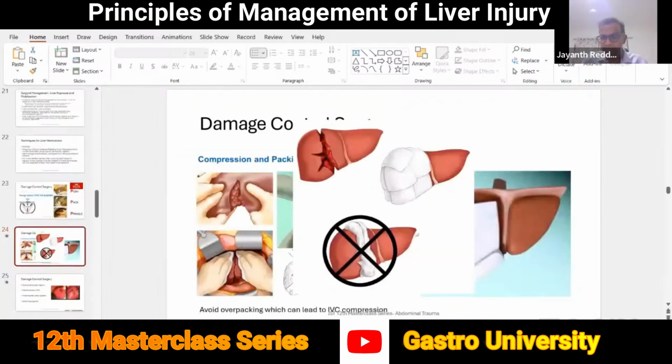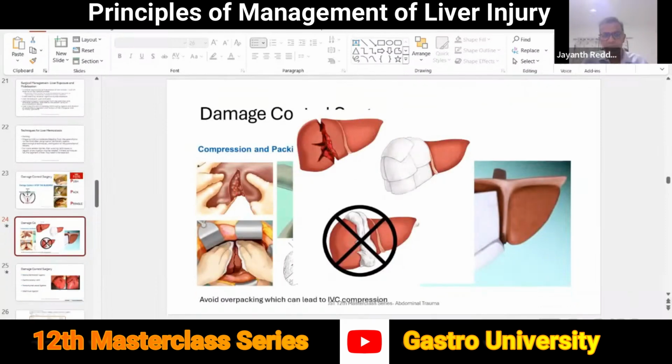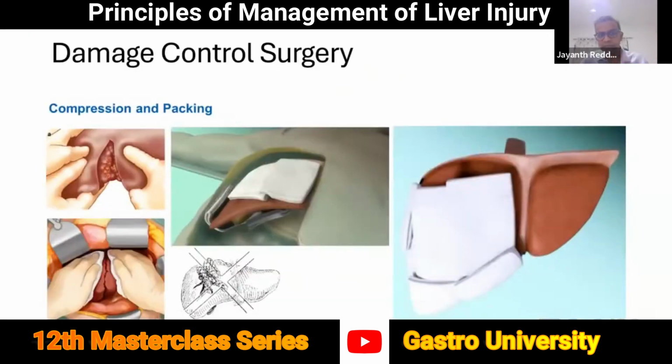In push and packing, it is important to compress the edges of the injured liver parenchyma together, hold it together, and then you place packs. Now, with packs, it's important that you place them on all surfaces of the liver, that is between the anterior abdominal wall and the liver surface, the lateral abdominal wall and the liver surface, the under surface of the liver, and also between the diaphragm and the liver.